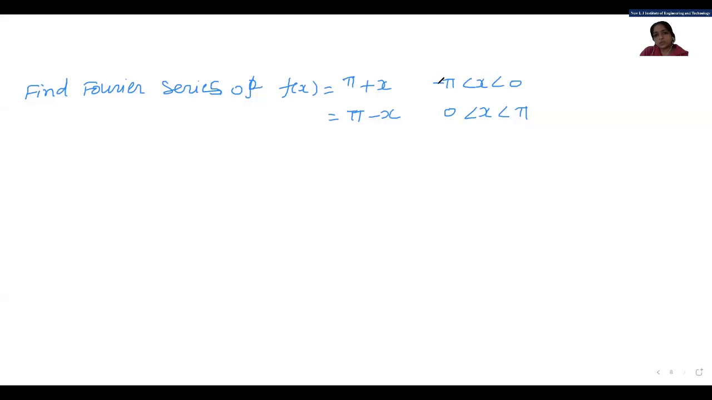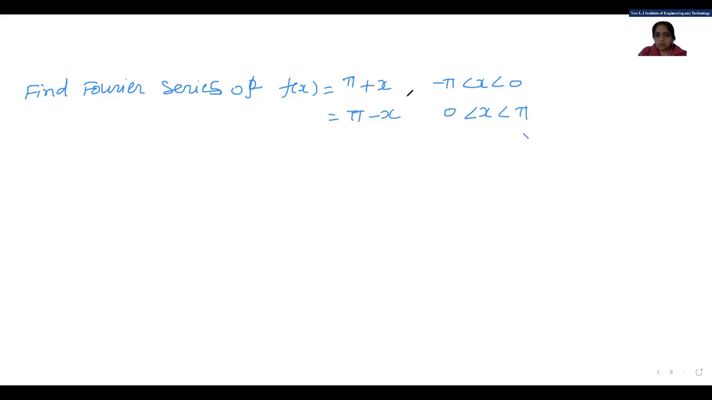Students, here our overall limit is minus pi to pi, but our function is discontinuous at 0. So, as our given limit is minus pi to pi, first we have to check whether our given function is even or odd. So, let's check. Listen carefully. How will you check if your given function is even or odd?